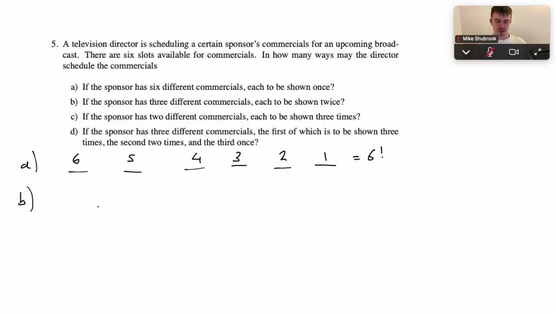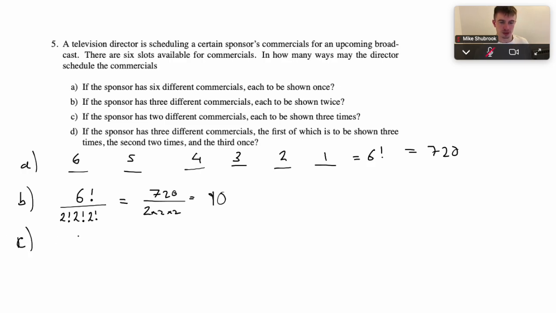For part B, we still have 6 slots, but now we only have 3 commercials, and each is going to be shown twice. So what we do now is we take the 6 factorial ways of combining these 6 commercials, but then for each pair of commercials which are duplicates of each other, we divide by 2 factorial for each one. So our answer here will be, well, up here is 720 for 6 factorial. This is 720 over 2 times 2 times 2, which will be 90.